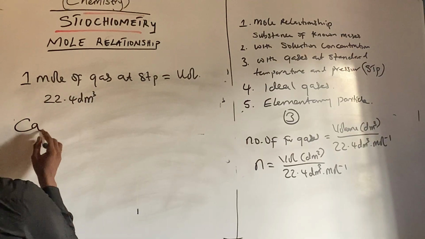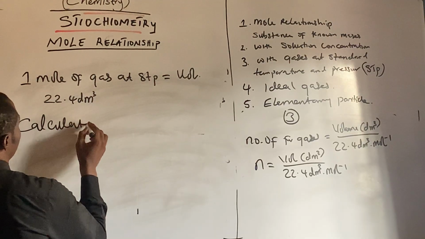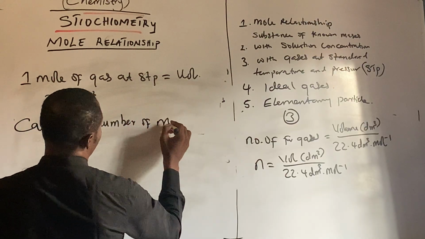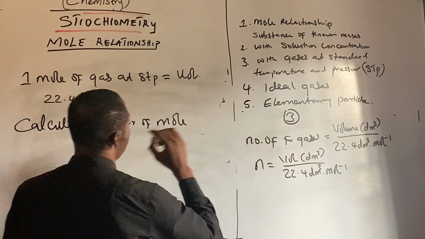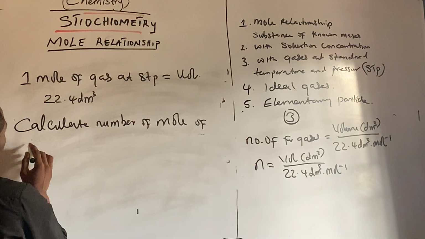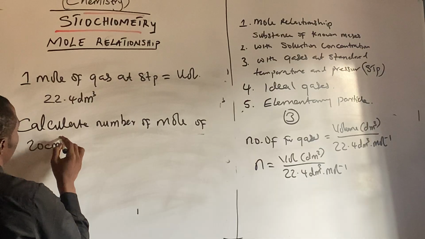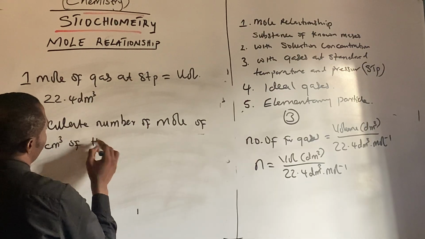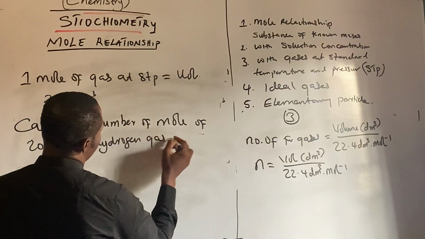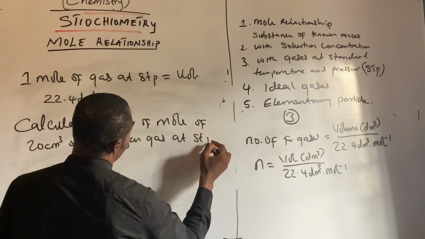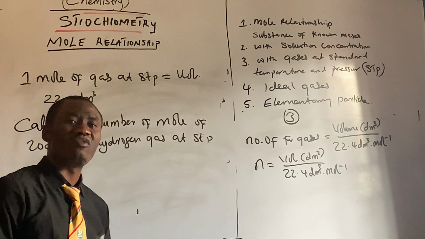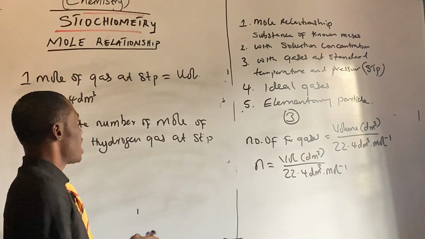Calculate the number of moles of, let's say, 20 cm³ of hydrogen gas at STP. So very easy. Calculate the number of moles of 20 cm³ of hydrogen gas at STP. Now what do we do?